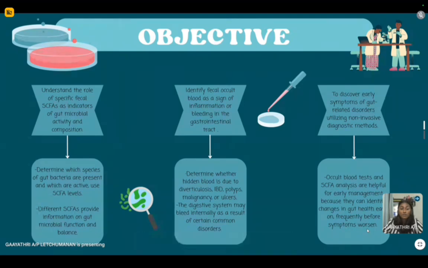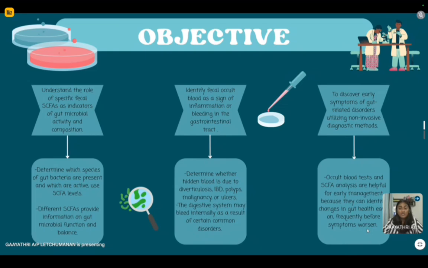Second objective is to identify fecal occult blood as a sign of inflammation or bleeding in the gastrointestinal tract. This will determine whether iron loss or blood is due to diverticulosis, IBD, polyps, malignancy, or ulcers. The digestive system may bleed internally as a result of certain common disorders.